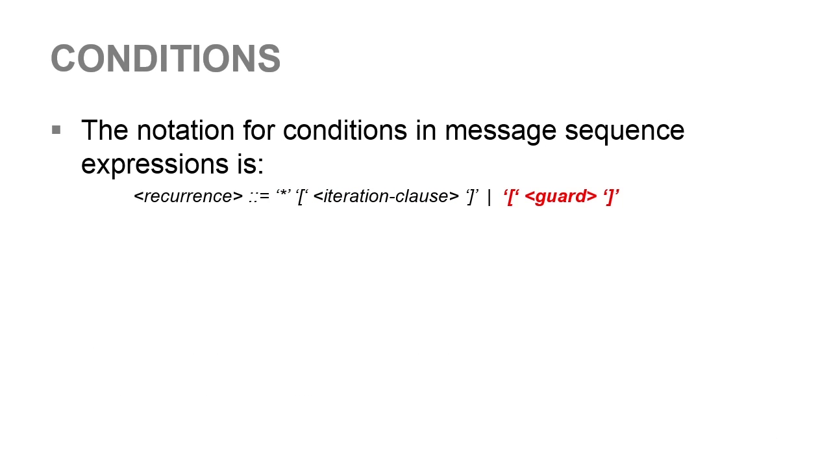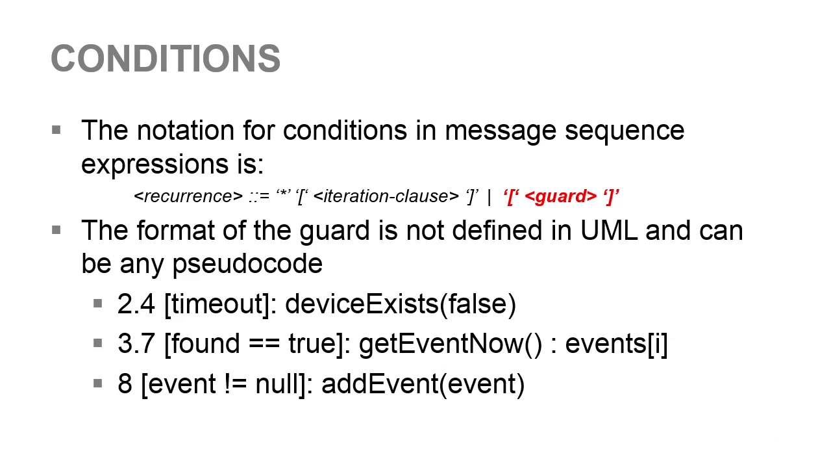Messages whose sending is dependent on some condition are marked by a guard in square brackets before the colon of the sequence expression. Again, UML doesn't prescribe any standard, so you can use any pseudocode or program snippet you like, though you should be consistent within your model or abide by organizational standards.